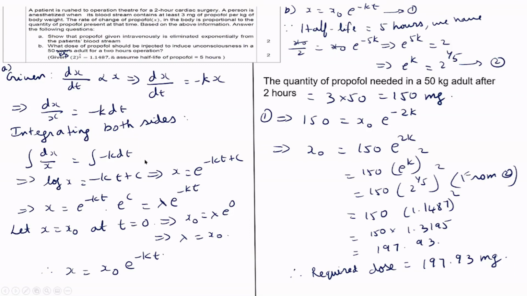So here up to this step carries 1 mark, then finding the model carries 1 mark, then finding e raised to k carries 1 mark and the final answer carries 1 mark.